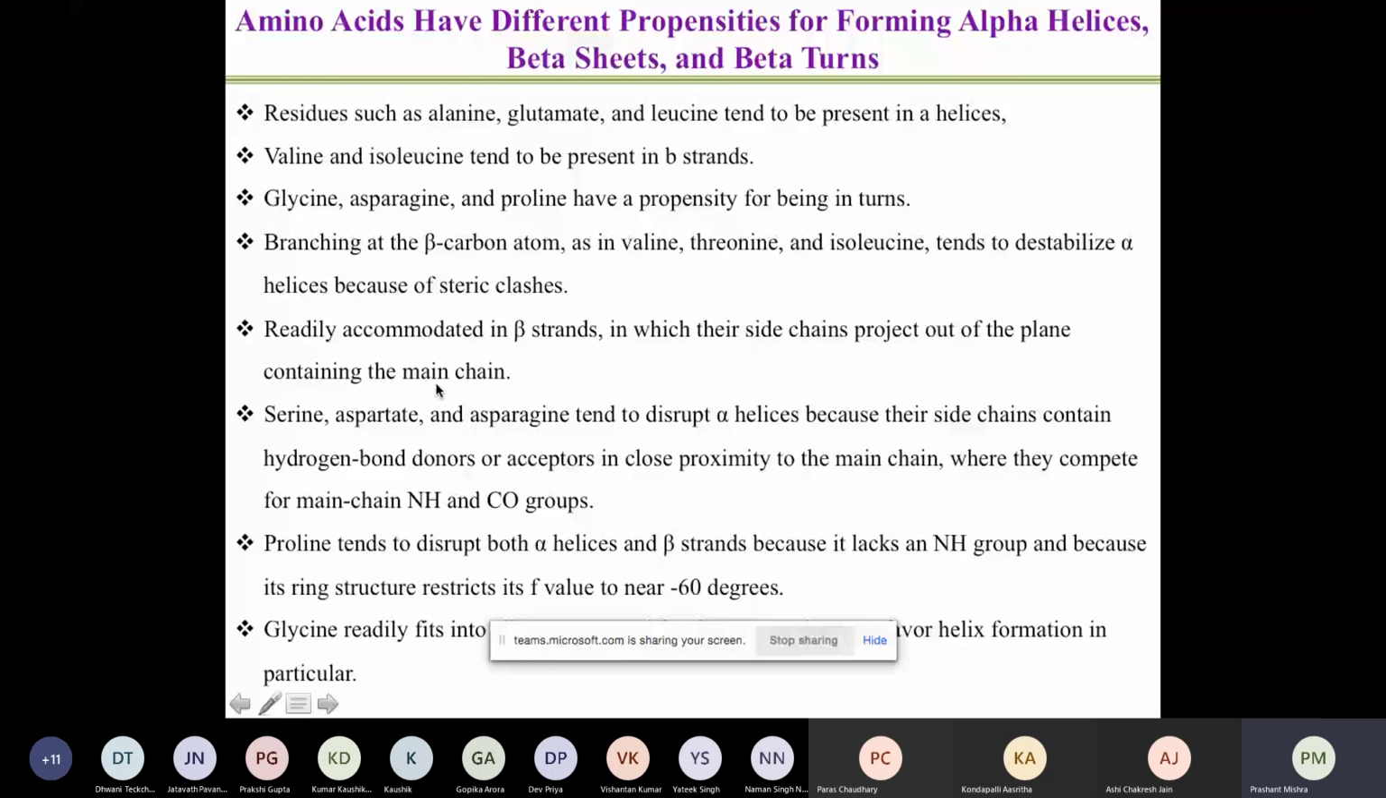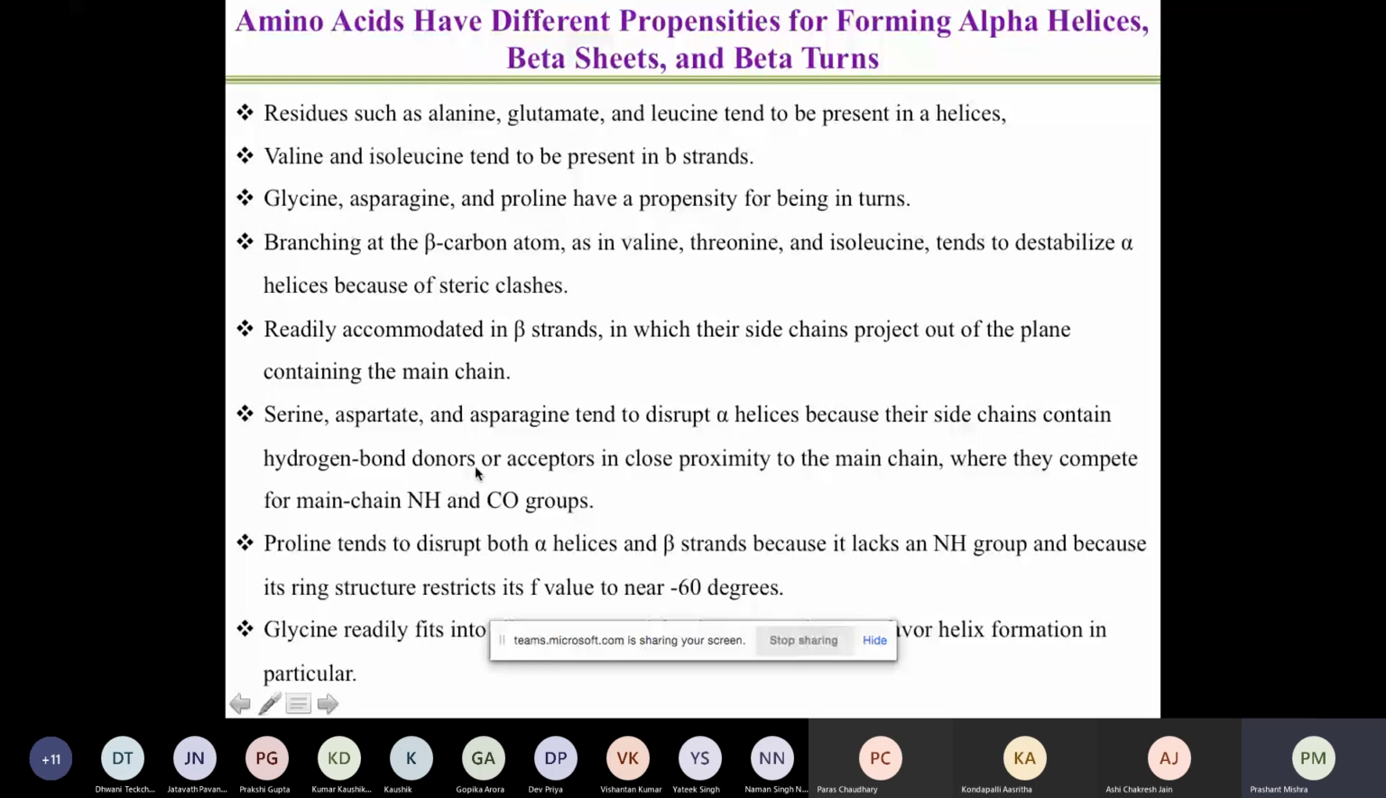Readily accommodated in the beta strand, in which their side chains project out of the plane containing the main chain. So these amino acids valine, threonine, isoleucine can form beta strand. Why can they form beta strand? Because they can be accommodated there, as their side chains are projected outside, so they will not interact with each other. In the same way, you will find serine, aspartate, asparagine tend to disrupt alpha helix. So you have a set of amino acids which are alpha helix disruptors, and if they are disruptors, there is a very high chance that these amino acids are going to be present in the beta sheet conformation.